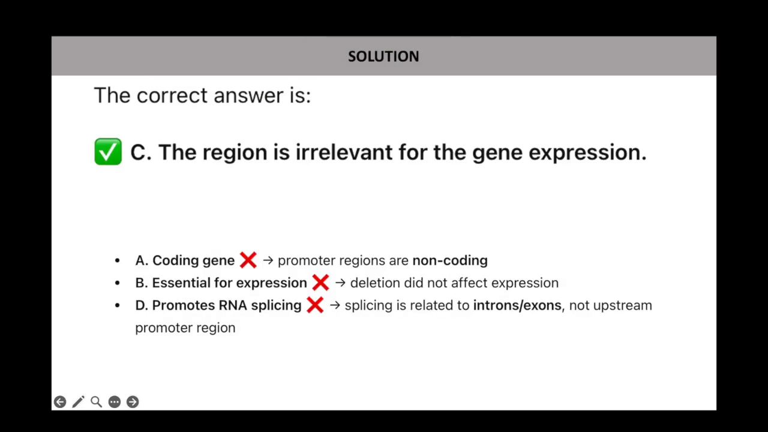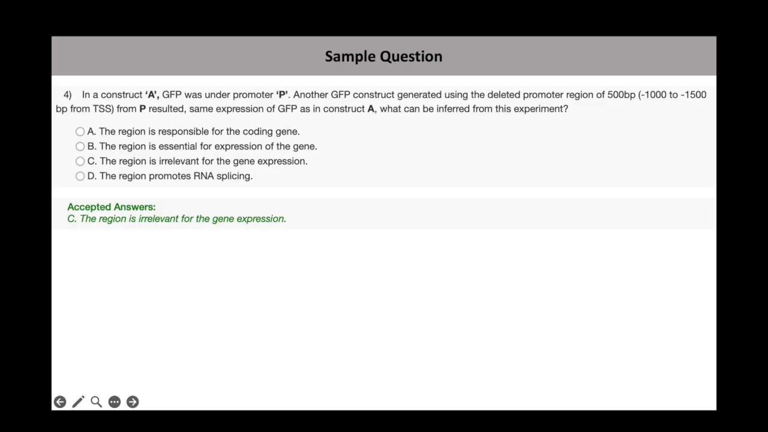Okay. So now analyzing all our options, option A was the region is responsible for the coding gene. No, because if that was true, there should be some reduction in the expression of the GFP gene, and that is when we can say that the region was responsible for the coding gene. But that did not happen. So option A is also incorrect.